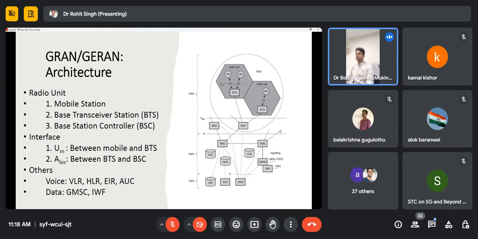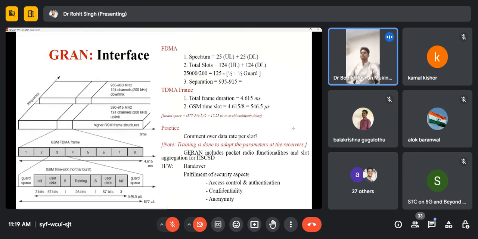So in that case, MSCs are involved, and the visitor location register is assigned a new entry for the newly entered user. So these are all other aspects which are essential for communication: access control, authentication, confidentiality, and anonymity. So this I will share with you. You can have a look at this.